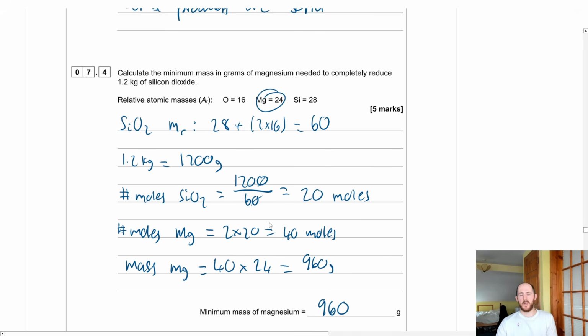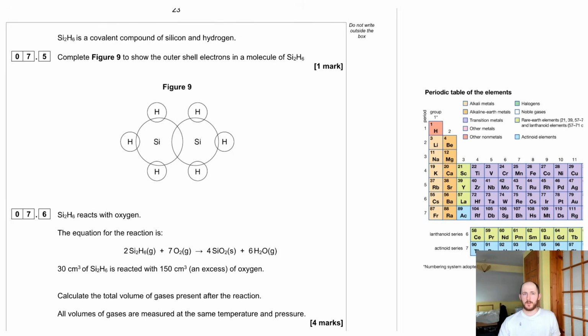5 marks. That is probably a hard calculation. That's where calculations really start getting tricky in terms of chemistry. But again, just to go over the method, you work out the molecular mass to work out how many moles of silicon dioxide you need, which means you can work out how many moles of magnesium you need, and then work out the mass from there. Cool.